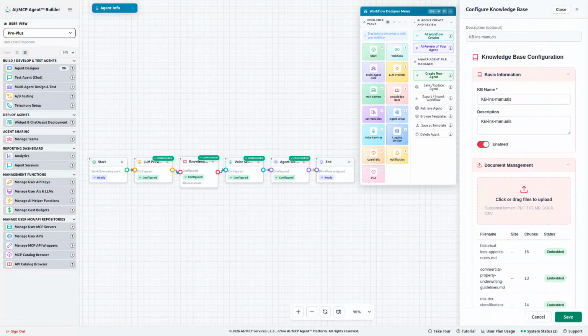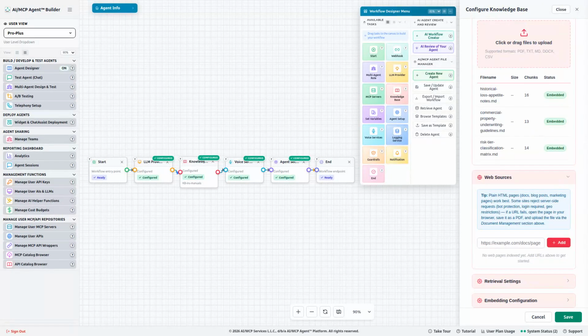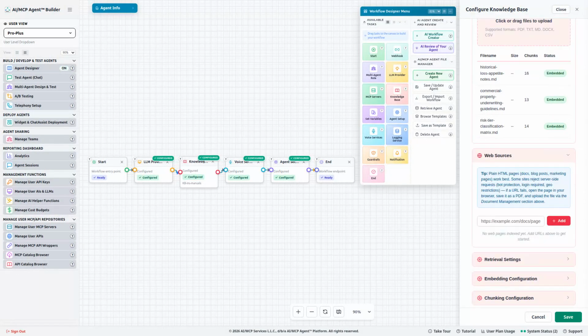The heart of this use case is its knowledge. The knowledge task connects the agent to a private library, the carrier's commercial property underwriting guidelines, its risk tier classification matrix, and years of historical loss and appetite notes. At question time, the agent retrieves the most relevant passages and reasons only from them, so every tier and routing call is grounded in the carrier's own approved rules, and cites the specific guideline or matrix row behind it. This use case needs no external MCP servers. Its power comes entirely from this private knowledge base.